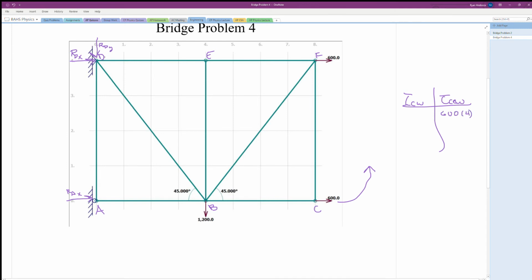Okay, now we've got this force, which is causing a torque. It would cause the bridge to rotate that way, which is clockwise. So that's a clockwise torque, 1200. And the perpendicular distance from this vertical force is the horizontal distance, and the horizontal distance is 4.